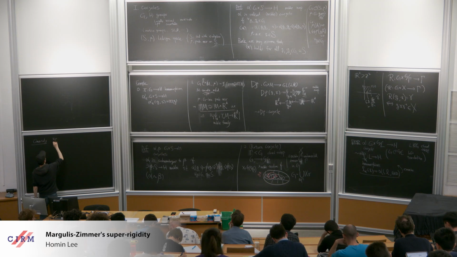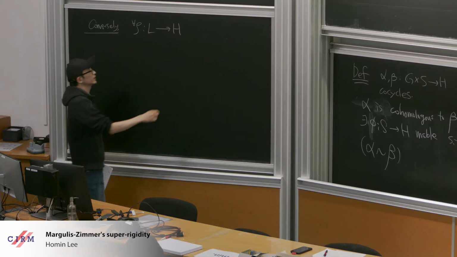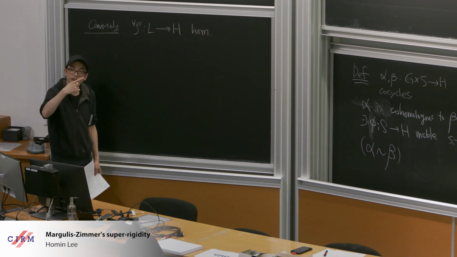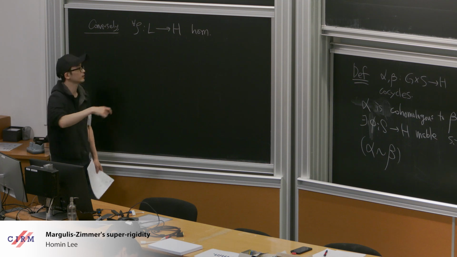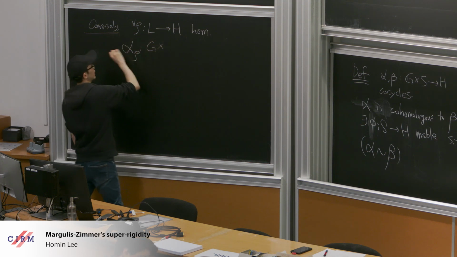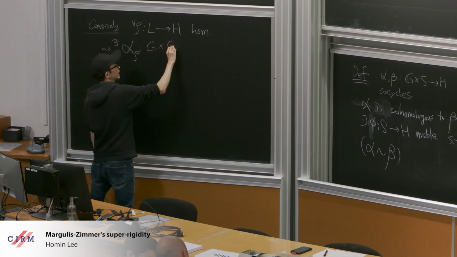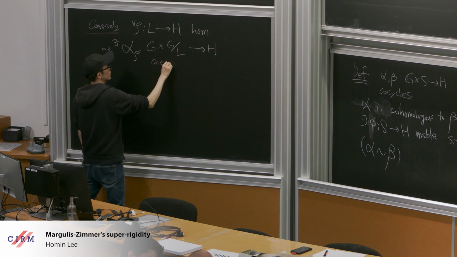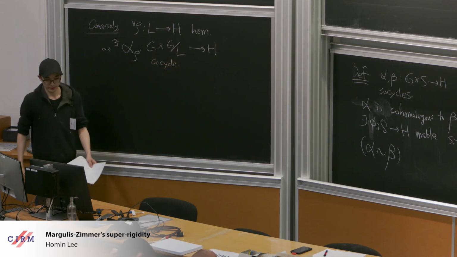for every rho, if you have a group homomorphism from L to H, then you can actually make a cocycle alpha rho, I want to say, from G times G mod L to H, which is the cocycle like this.